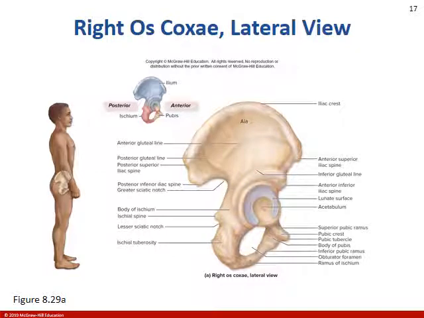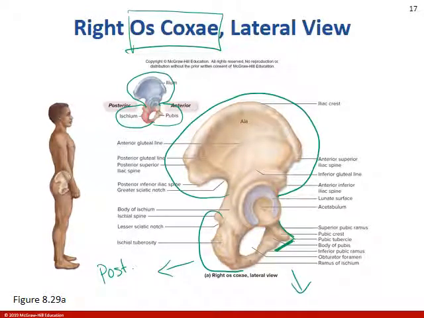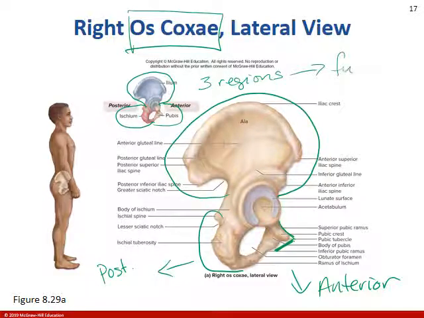Let's look at some of the overall features and regions that make up the os coxae. We have an ilium region, and that's this fan-shaped region. We have the ischium, which is this rounded region, and we have the pubis, which is this pointed region. So the ischium faces towards the posterior, the pubis faces towards the anterior, and all of these three regions were separate bones that became fused to form our os coxae.